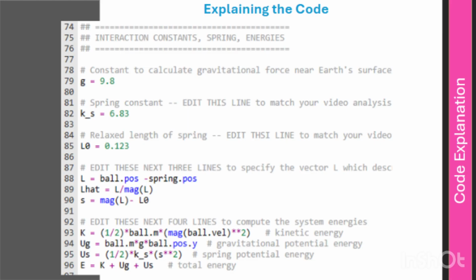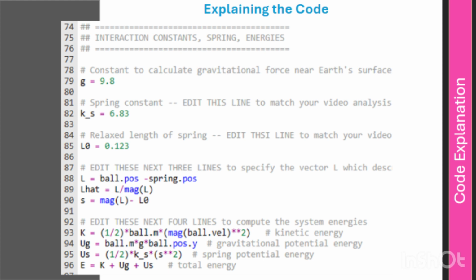The initial conditions were entered before this part of the code. In this part of code, some of the following variables were given in the video. But most importantly, the variables k is 6.83 and L naught is 0.123 as stated in the video. L is the change in position of the ball and the spring, and L hat is L divided by its magnitude. S is the magnitude of L minus L naught, and my energy variables are K, UG, and US. These values are the equations I explained in the principle energy slide, and E is the sum of all of these energies.